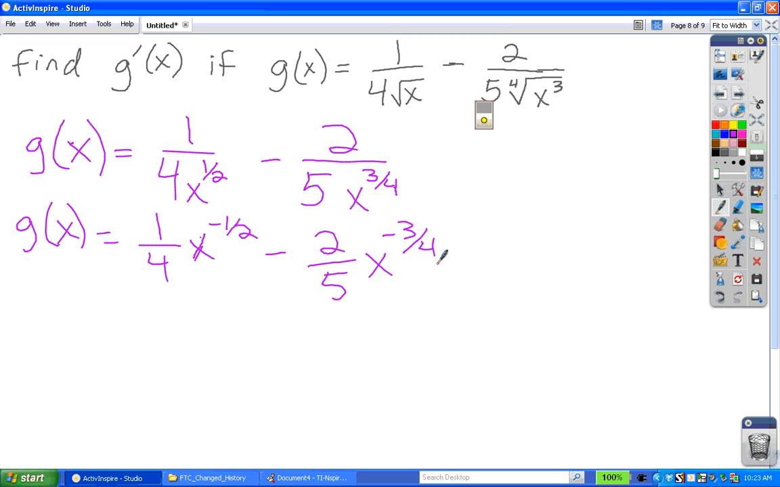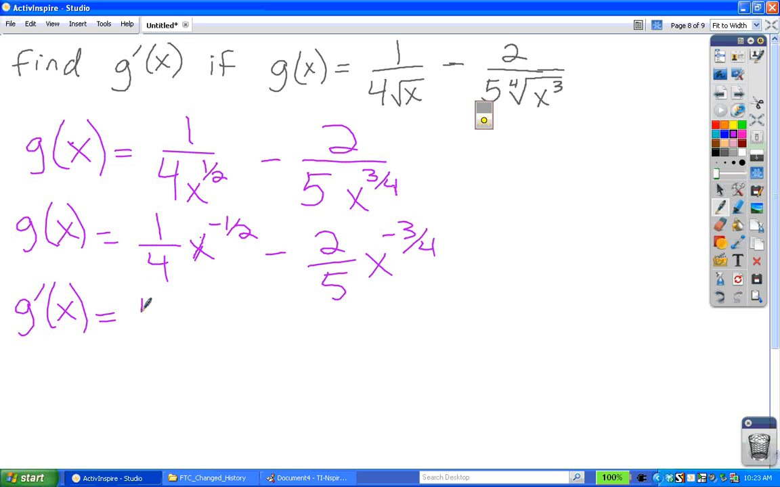Alright, so now that's something that we can apply the power rule to. So we're going to go ahead and find g prime by applying the power rule. Again, power rule: take our exponent, multiply it by our coefficient, and subtract 1 from the exponent. The x doesn't change, it stays the same. The trick is to not let the notation of g trip you up. So now here we go.